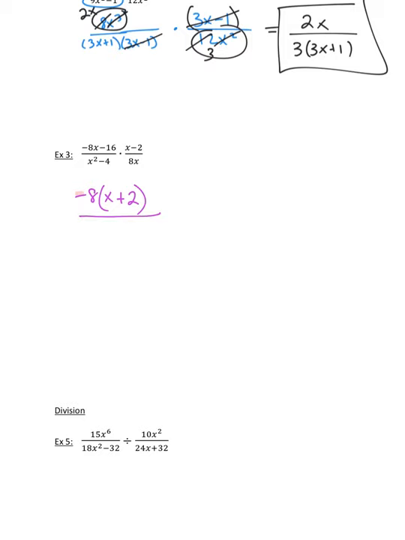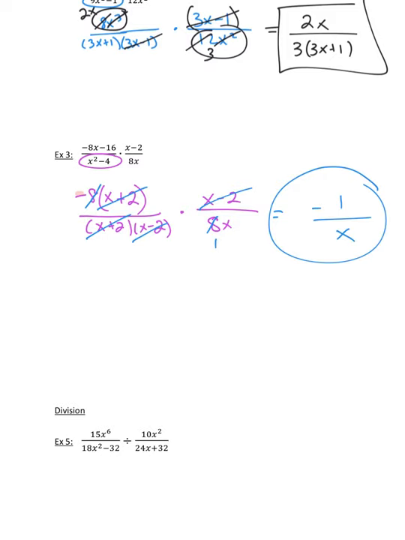And now my denominator is difference of squares, so that's going to become x plus 2 times x minus 2, and I don't have anything that can be factored in the second fraction. So now I'm going to cross out matching factors. X plus 2 can cancel with x plus 2. X minus 2 can cancel with x minus 2. And the monomials can cancel. 8 goes into 8 once, and that's all. So what's left in my numerator is negative 1, and in my denominator is x. So negative 1 over x.